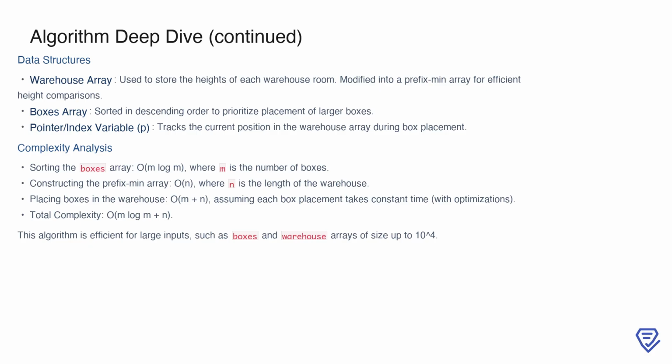When analyzing the complexity, sorting the boxes array takes O(m log m), where m is the number of boxes. Constructing the prefix min array is an O(n) operation, where n is the length of the warehouse. Placing the boxes involves traversing both arrays and, with optimizations, takes O(m + n). Combining these, the total complexity is O(m log m + n), which makes the algorithm efficient even for large inputs where the sizes of the boxes and warehouse arrays reach up to 10,000.